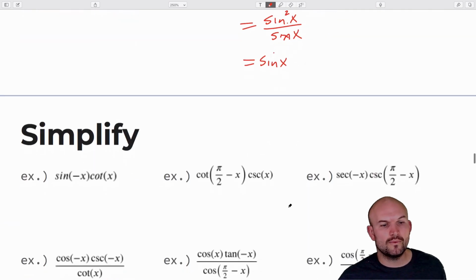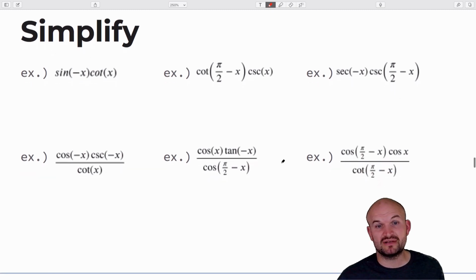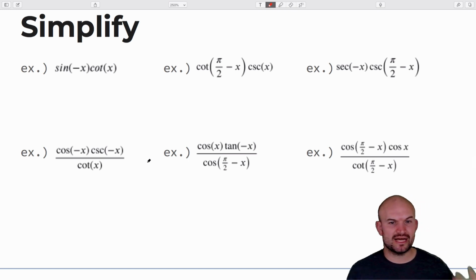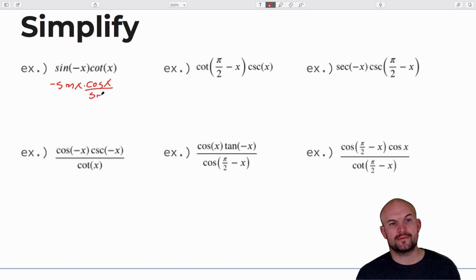Okay, so in our examples, I just work with my students to apply these same operations. In this case, I'm going to apply the operations at the same time to simplify this. So we have negative sine of x, and cotangent of x is going to be cosine of x over sine of x. Those divide out, so that's going to leave me with a negative cosine of x.